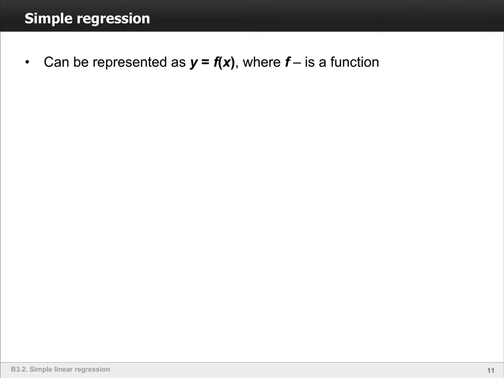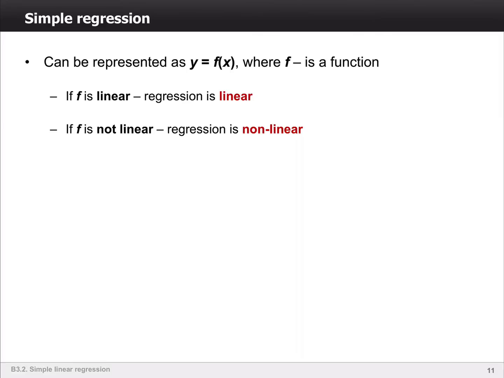For example, you want to predict weight by measuring height, or you want to predict income of a person by knowing his or her age. Okay. And then you have a function that brings these two variables together. If this function is linear, then it's a linear regression. If this function is nonlinear, it means that it's nonlinear regression. Okay. Here are some examples.